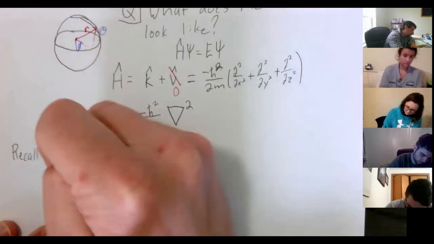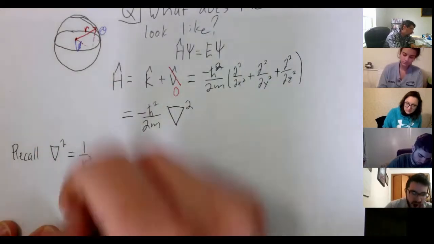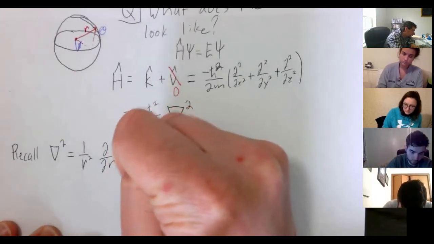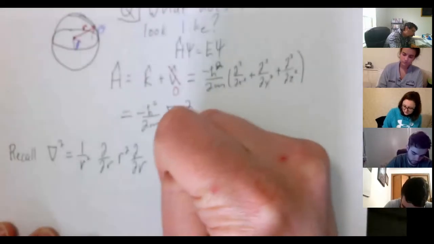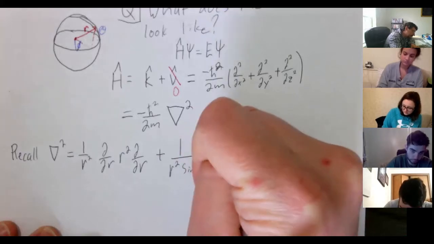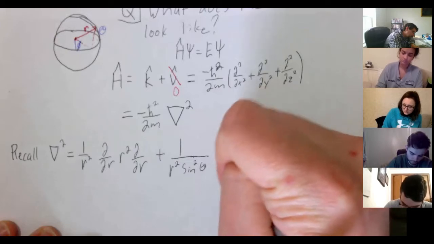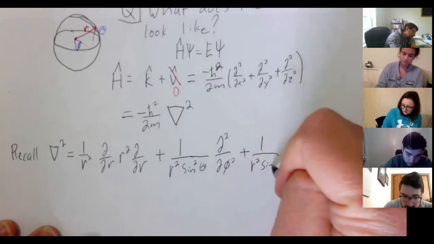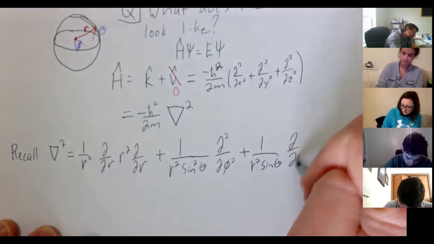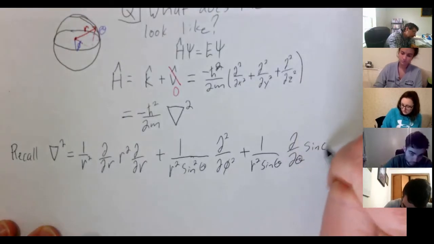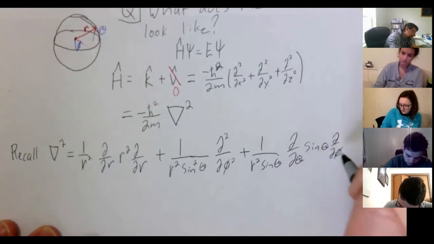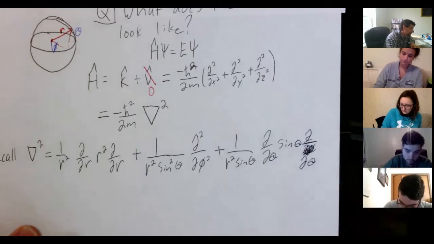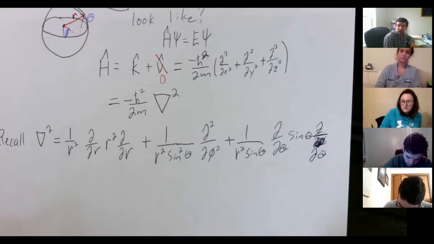Recall that the Laplacian in spherical polar coordinates was equal to 1 over r squared, derivative with respect to r of r squared dr, plus 1 over r squared sine squared theta, second derivative with respect to phi, plus 1 over r squared sine theta, d theta of sine theta d theta. Oh man, that looks pretty brutal.